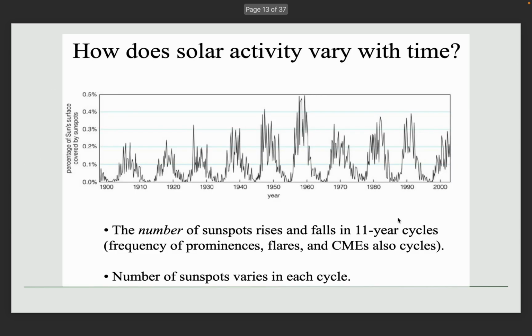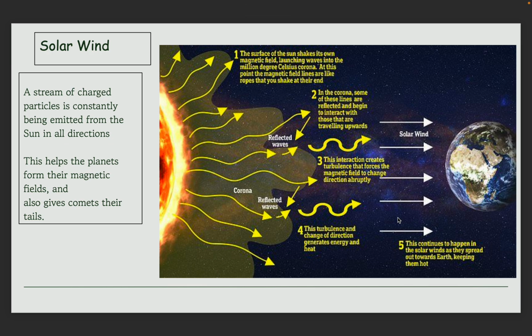Now we will learn about what the solar wind is. Solar wind is a stream of charged particles that is constantly being emitted from the sun in all directions of the solar system. This helps the planets form their magnetic fields and also gives comets their tails.